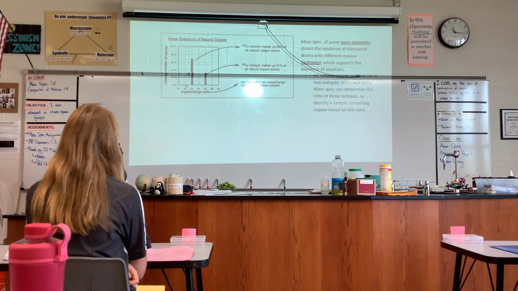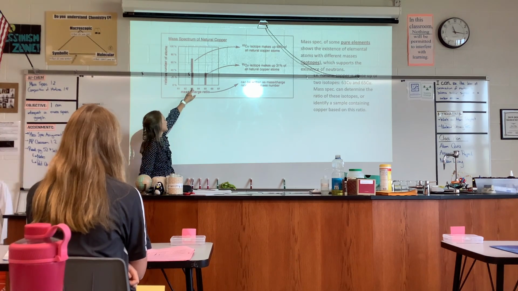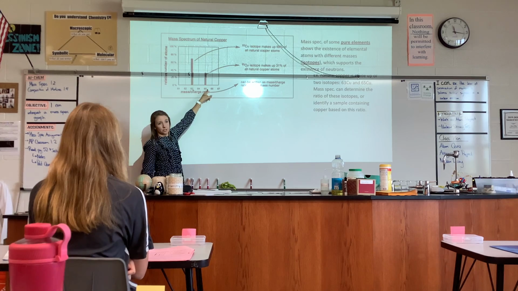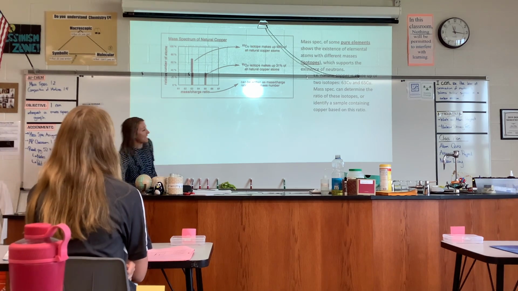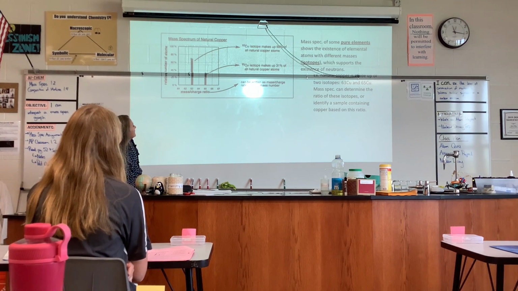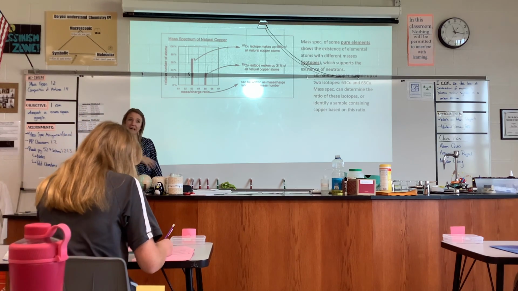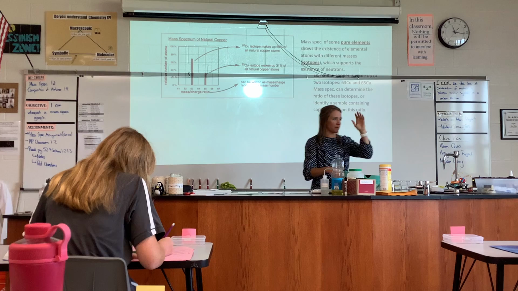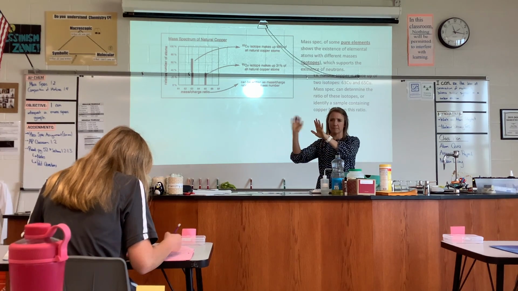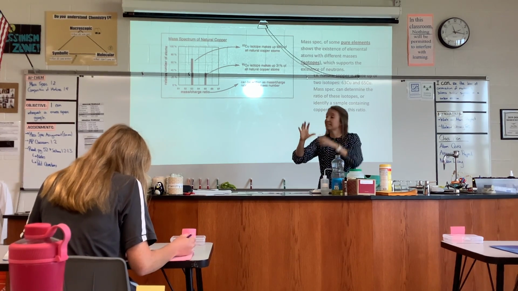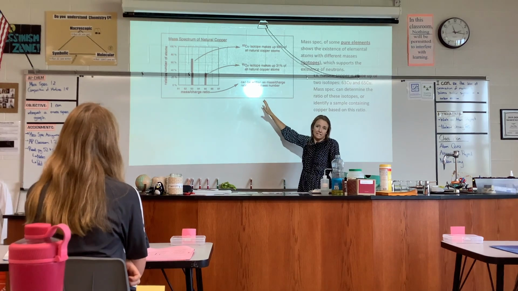Okay? So the x-axis tells you the mass of that isotope. So this is isotope 63, this is for isotope 65. And then the height of the peak tells you the percentage abundance. So just like last time when we did those problems where we took the percent times the mass plus the percent times the mass, that data comes from this device. That's how they get it.